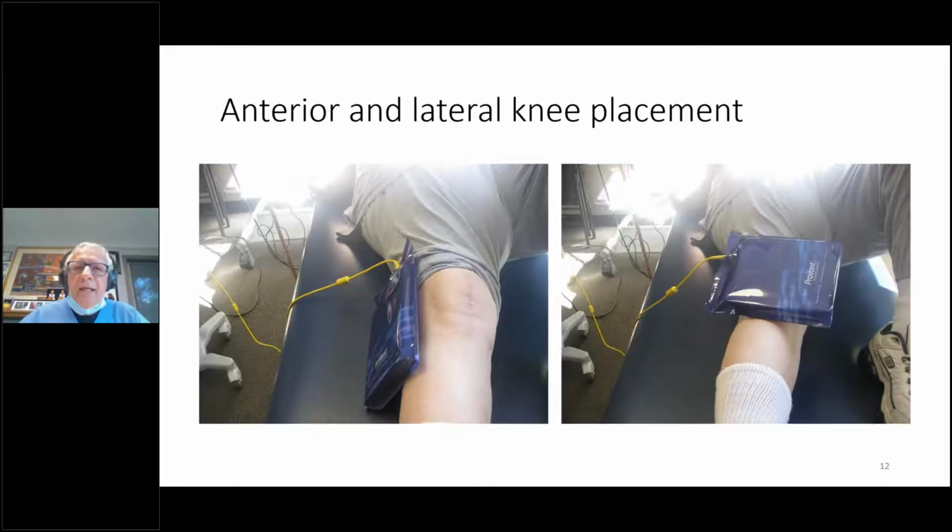So the lateral and frontal views of pad placement. We use the lateral approach for our IT band and our lateral collateral ligament patients. And we use the frontal placement for patellofemoral syndromes, for patellar fractures, chondral lesions, chondromalacia, that sort of thing.